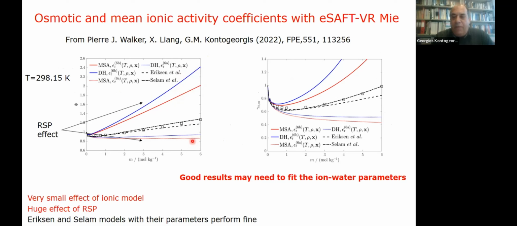So the effect of the relative permittivity is more important than the effect of whether we have one or the other ion-ion theory. And none of them is very good, as you see here in this version, compared to the literature versions from Selam and Eriksson, because these are predictive calculations where no energy interactions are fitted to the activity coefficient data. You can also see that if we need accurate activity coefficients, we need to fit some parameters to the experimental activity coefficient data.